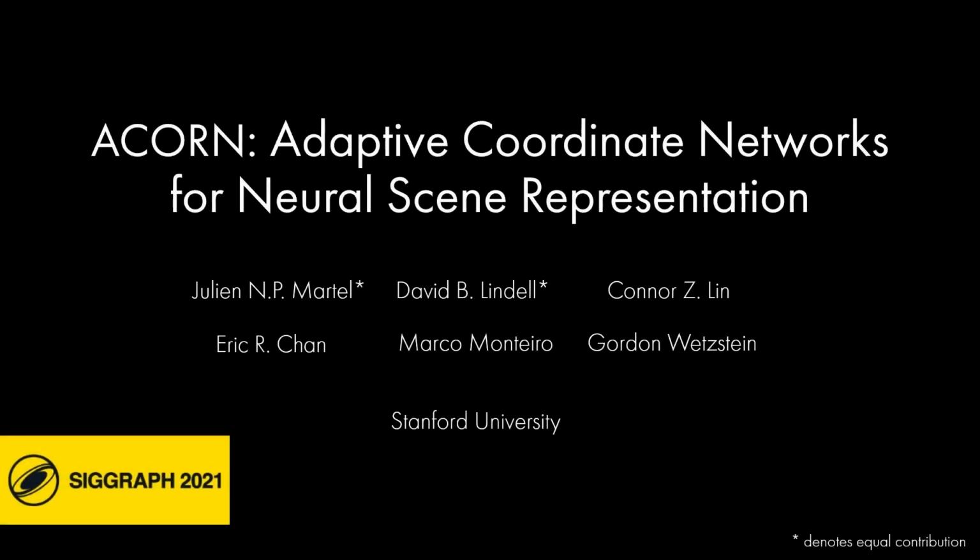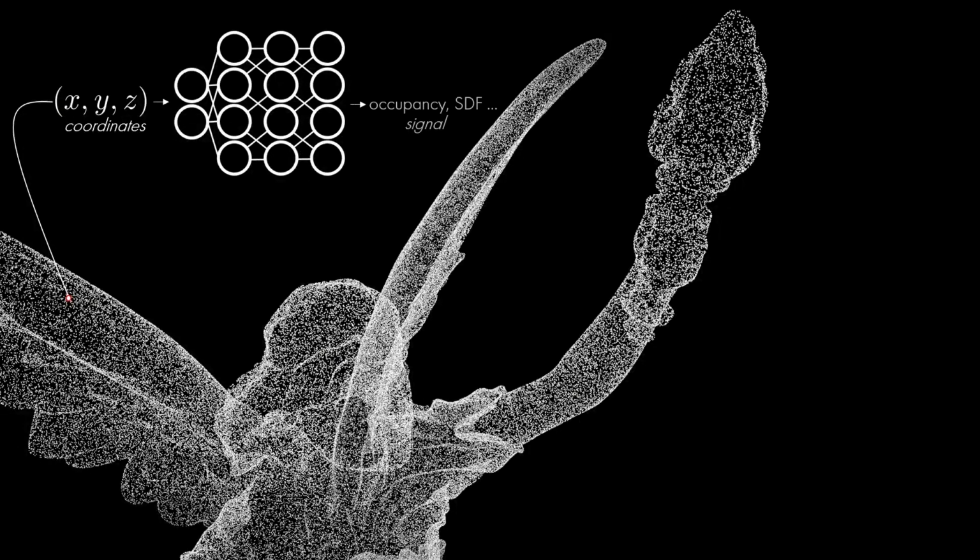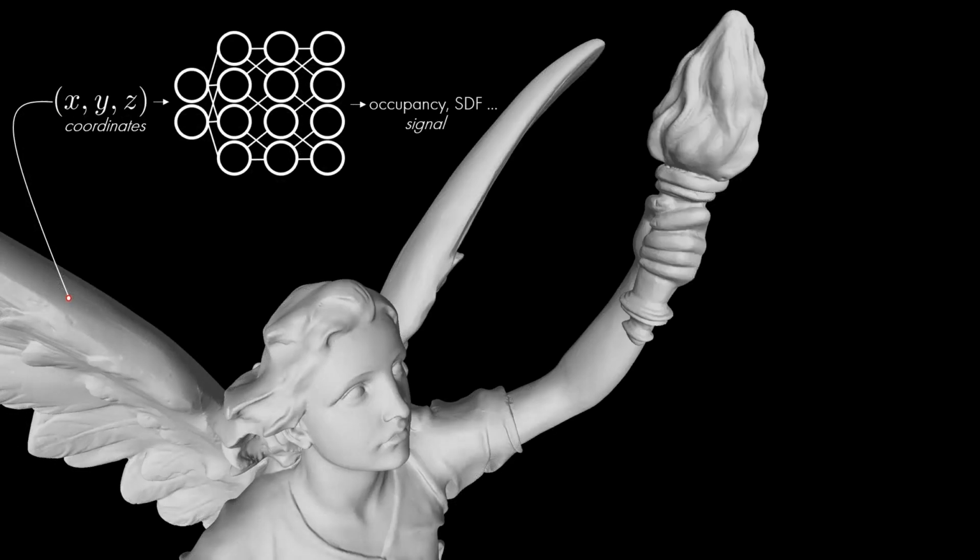We present ACORN, Adaptive Coordinate Networks for Neural Scene Representation. Neural implicit representations, or coordinate-based networks, have emerged as a new paradigm to represent signals. A coordinate network takes low-dimensional coordinates as inputs, such as a position in a volume, and outputs a low-dimensional signal, such as the occupancy, or the signed distance function at that point.